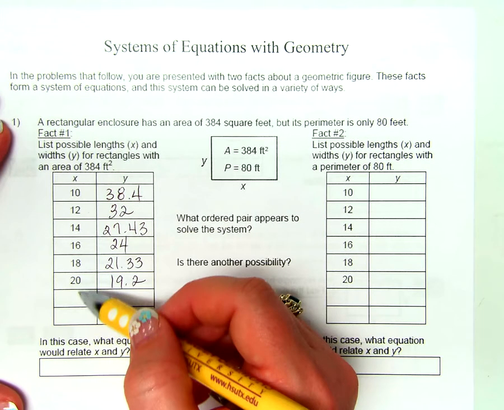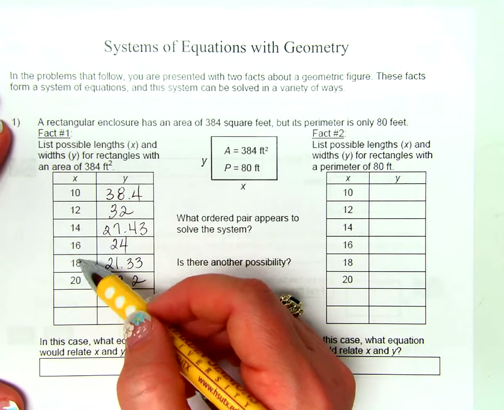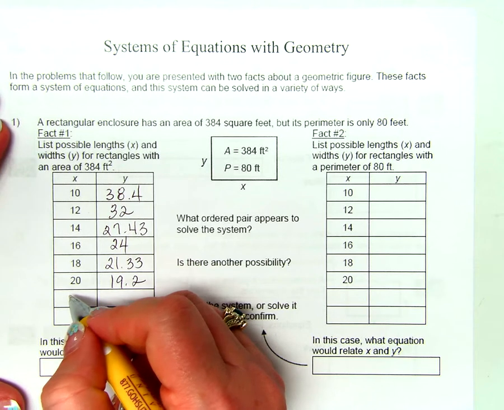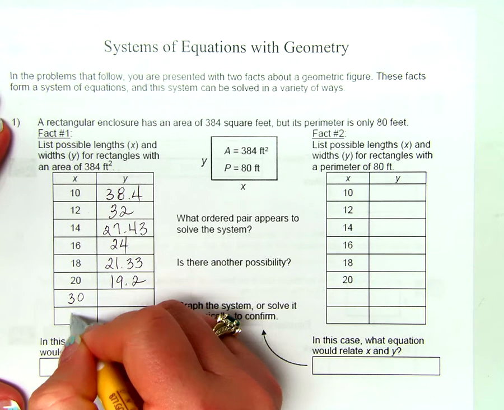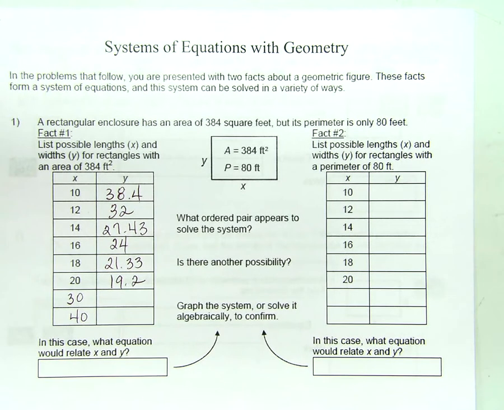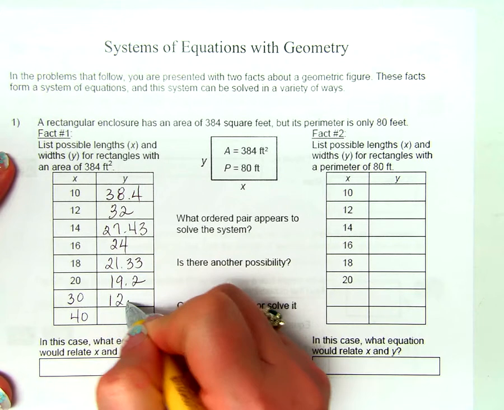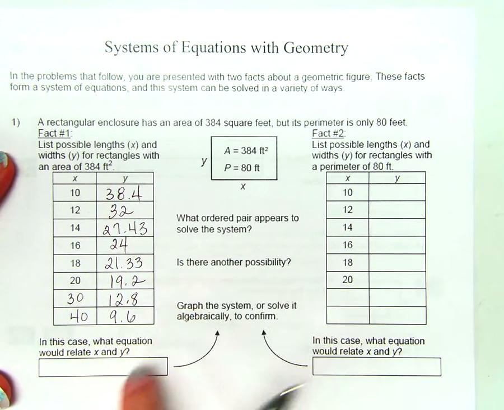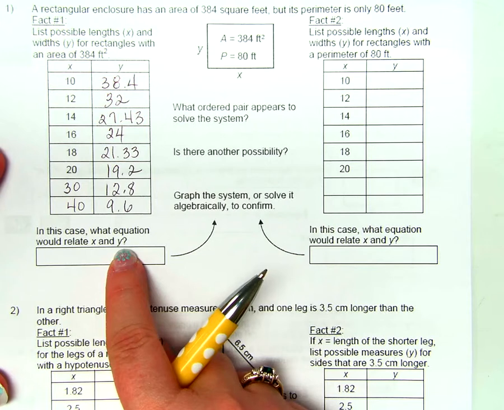So if we go by the pattern, does it go 2's all the way down? So let's break pattern. Let's go 30 and 40. Anybody have a problem with that? If you do, get over it. So what if x is 30? What's y? 12.8, good. And what if x is 40? 9.6, okay?